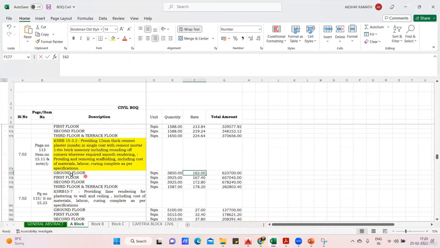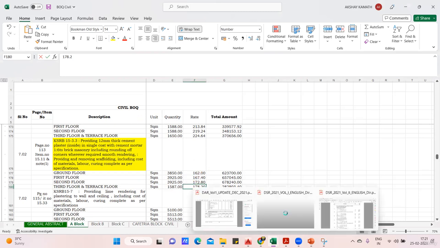Now again, ground floor is quoting 162, first floor is quoting 167, second floor is quoting 172, and it depends on the contractor how he is going to quote it. But we can take a higher value from here. Let us say I'm taking 178. So here the contractor is taking the charge from 162.